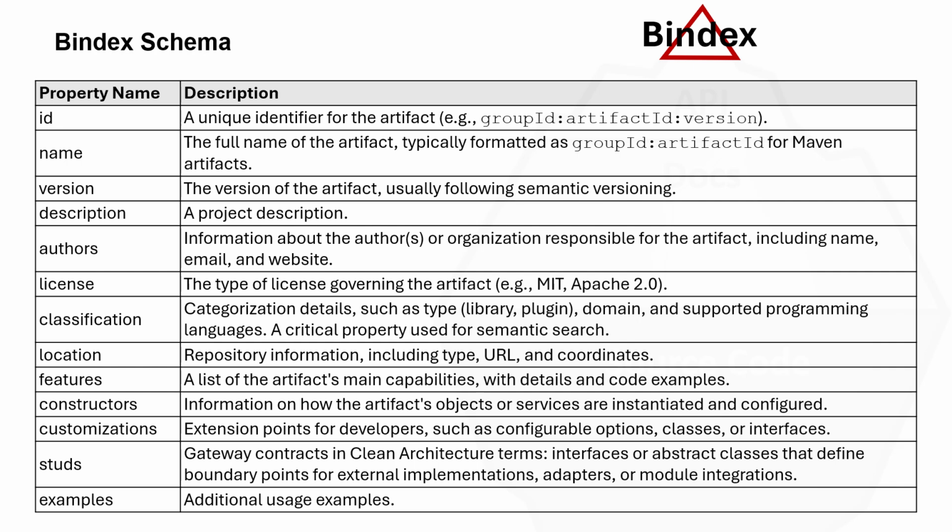Features describe the main capabilities of the library. Constructors explain how objects or services should be initialized. Customizations describe configuration and extension options. And studs describe gateway contracts. In clean architecture terms, these are gateways, interfaces, or abstract types that define how external modules, adapters, or implementations plug into the library boundary. Finally, examples give the AI concrete usage patterns to follow. So the schema does not just say what the library is. It tells AI how to use it, configure it, and extend it safely.